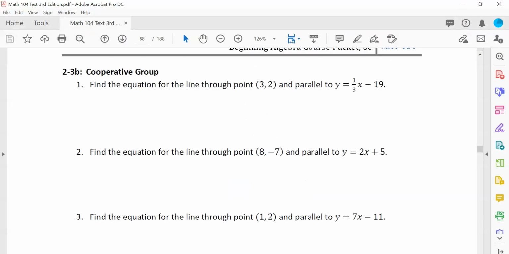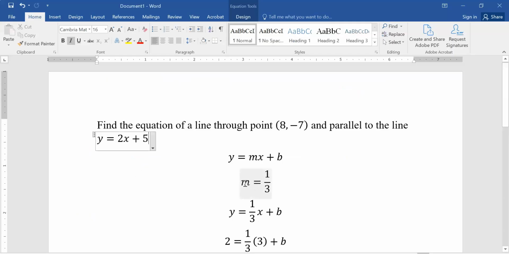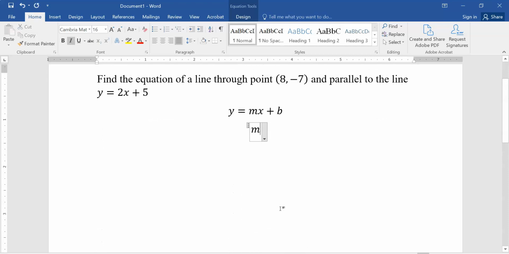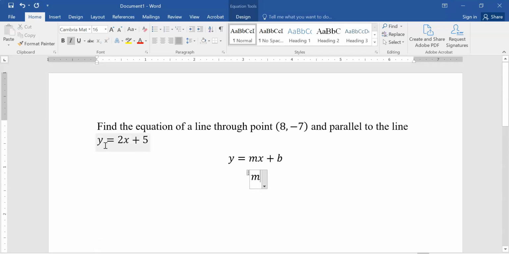So let's do another problem. Let's take this second one. Find the equation for the line through point 8, -7, and parallel to y equals 2x plus 5. We're going to do this in a very similar way to the last one we just did. We look at this equation here, y equals 2x plus 5. I want my line to be parallel to that one.